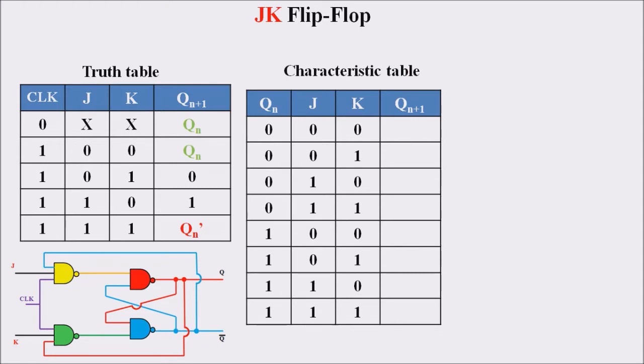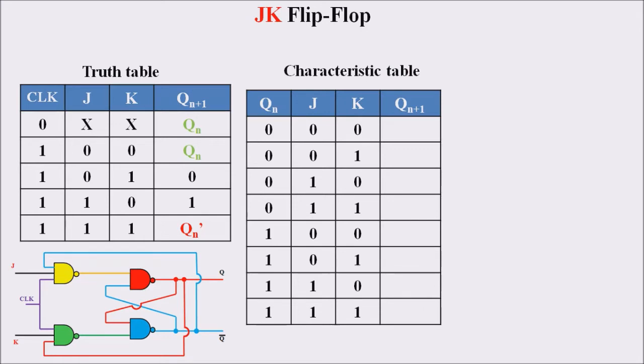If the clock is 1 and J is 0, K is 1, it results in an output of 0. If clock is 1, J is 1 and K is 0, it results in an output of 1. And in the case of clock 1, J is 1 and K is 1, it will result in an output of Qn complement. Now we are moving towards the characteristic table.